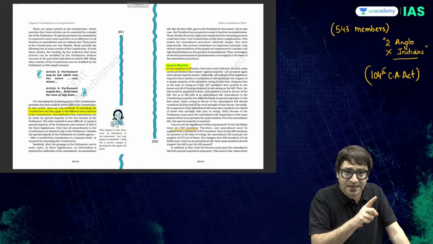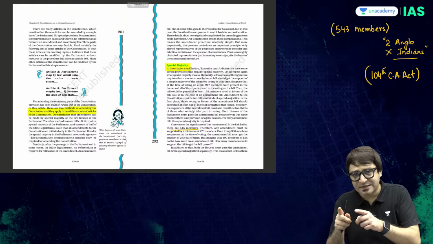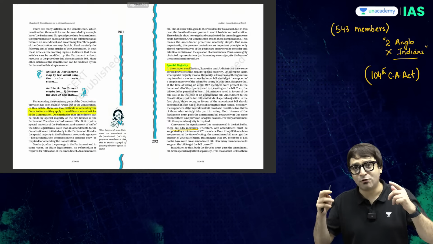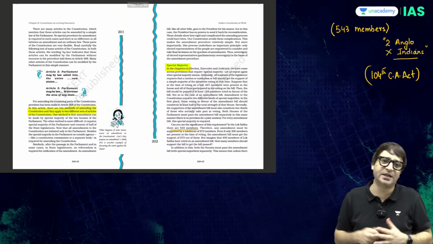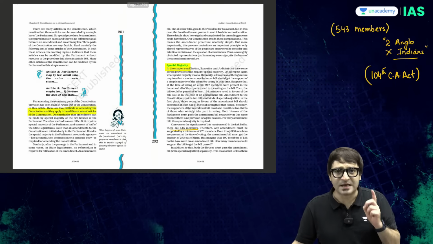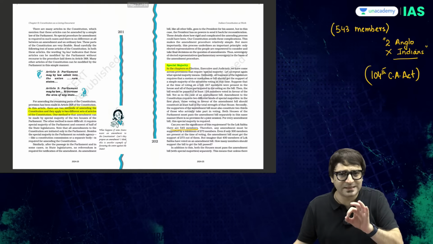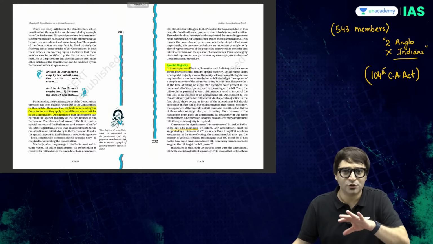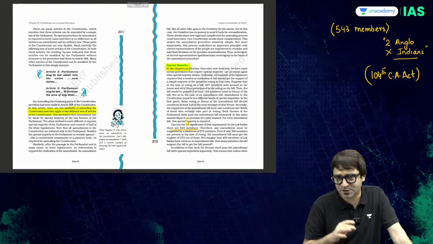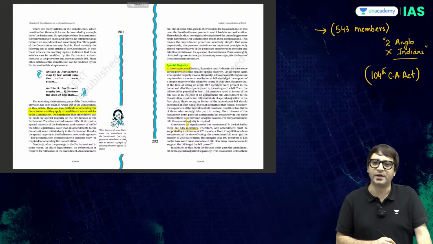If the governor of that state would be satisfied that Anglo-Indians are not sufficiently represented in the Legislative Assembly, he could have then nominated one Anglo-Indian to the Legislative Assembly. Now there is no nomination for Anglo-Indians, neither in Lok Sabha nor in the state legislative assemblies. And this is something that NCERT forgot maybe to eliminate, and that is why it is mentioning 545 members. But the number of members that we have in Lok Sabha right now is 543.